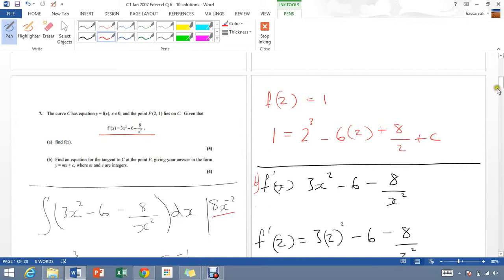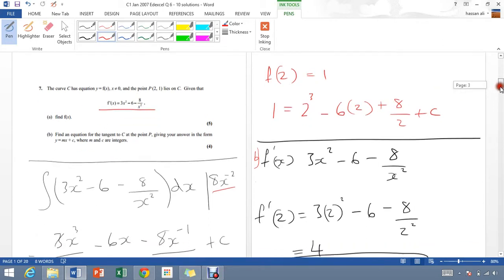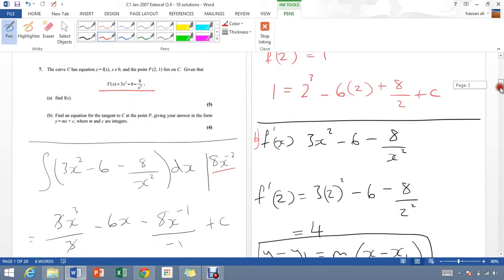Right, going on to part B, I start asking you to find an equation in the format y equals mx plus c. Now the first thing you have to realize is that when you're trying to find an equation, in order to find the gradient, you differentiate, and they're giving you that differentiated equation, which is here. Put your x value in, like I've done here.